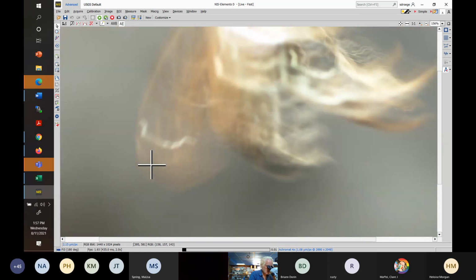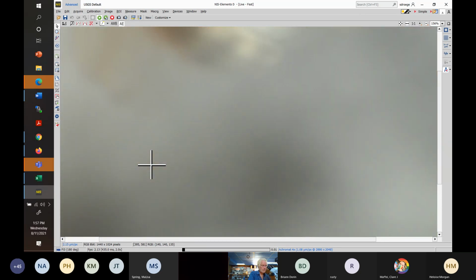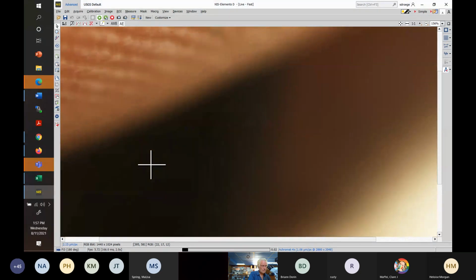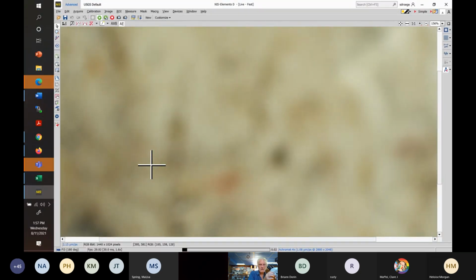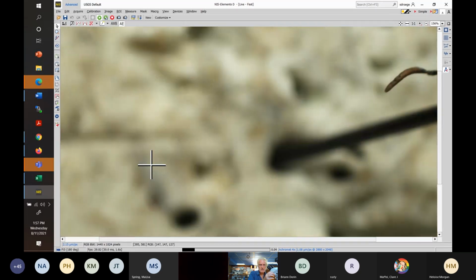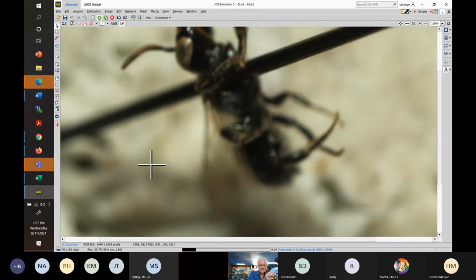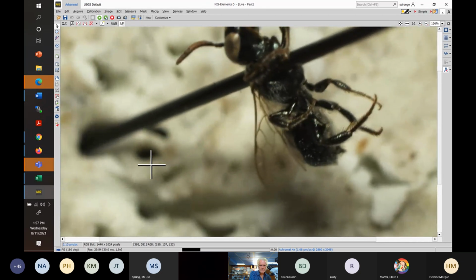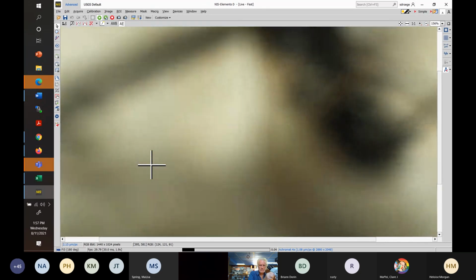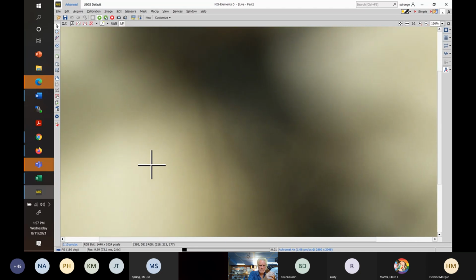And Strenua has that super tiny one and the white stripe. Calcarata has on the front tibia just a tiny, tiny white stripe. It doesn't go down the whole length.